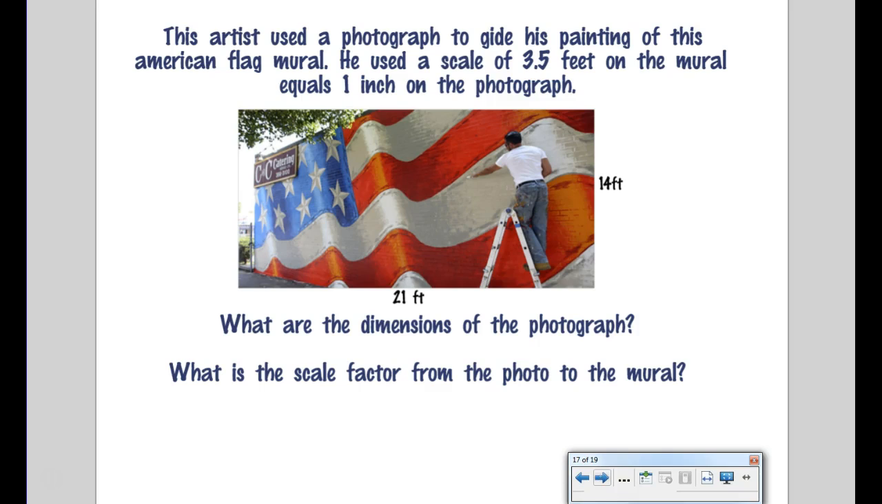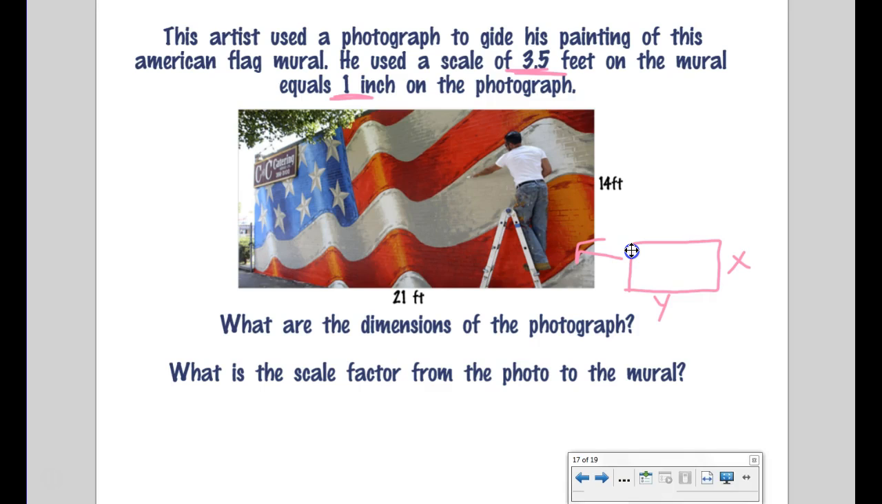So what he did was he took a small picture. We don't know its size. Then he blew it up larger and it became this, 14 feet by 21 feet. And we need to know what the dimensions were on the photograph. So we need to use this information to help us set up a proportion. We're going to do just like we did last time. Inches over feet equals inches over feet.